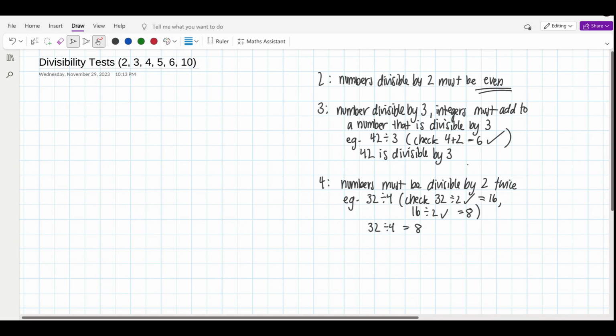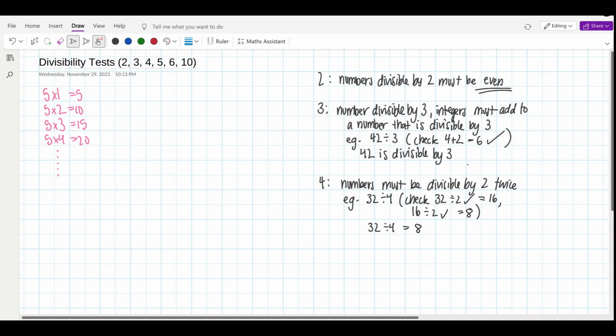Now let's take a look at 5. If we have a look at our 5 multiplication tables, we get 5 times 1, which is 5. 5 times 2 is 10. 5 times 3 is 15. 5 times 4 is 20. And it goes on and on.